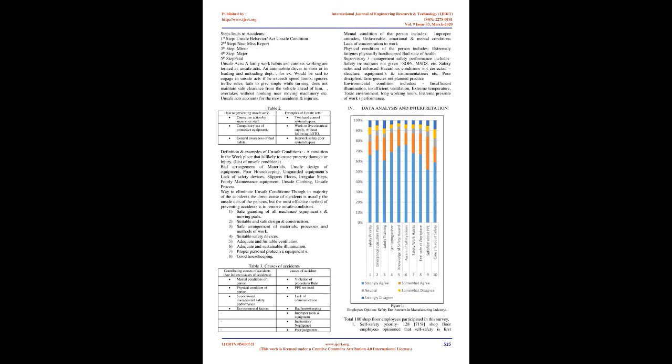Ways to eliminate unsafe conditions. Though in the majority of accidents the direct cause is usually the unsafe acts of persons, the most effective method of preventing accidents is to remove unsafe conditions. 1. Safeguarding of all machines, equipment and moving parts. 2. Suitable and safe design and construction. 3. Safe arrangement of materials, processes and methods of work.